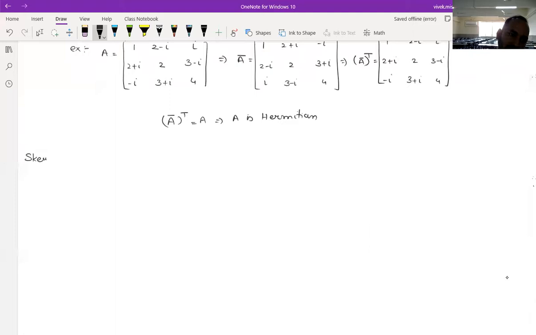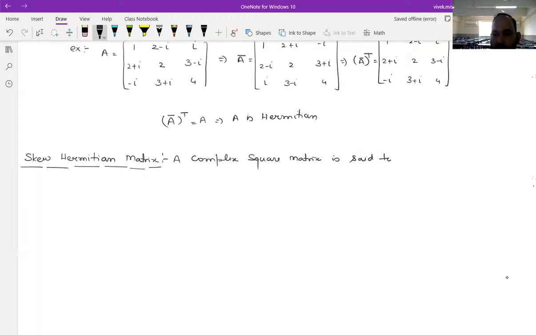Now skew Hermitian matrix. A complex square matrix is said to be skew Hermitian if and only if A theta is equal to minus of A. A complex square matrix is said to be skew Hermitian if and only if A theta is equal to minus of A.